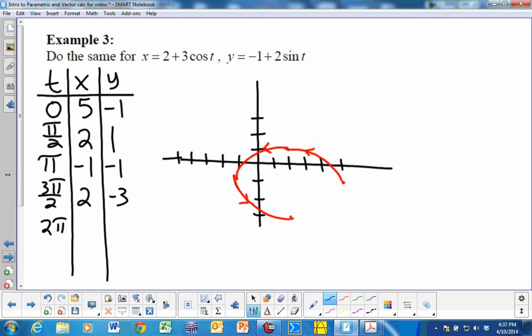So let's pick 2 pi. If you plug in 2 pi, you're going to get 5, negative 1, which is right back where I started. And so we came around full circle. So what does this shape, that's really bad, my orientation is really off here.